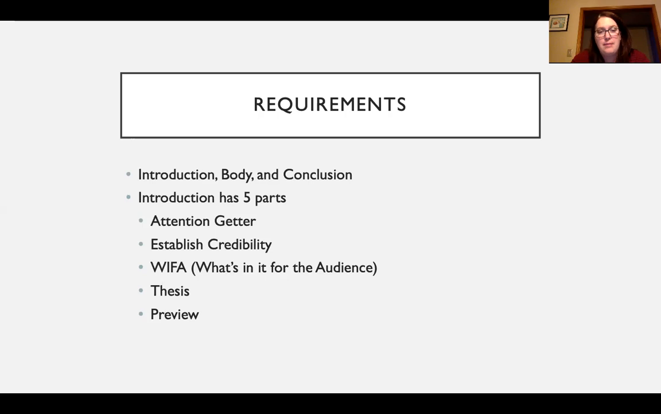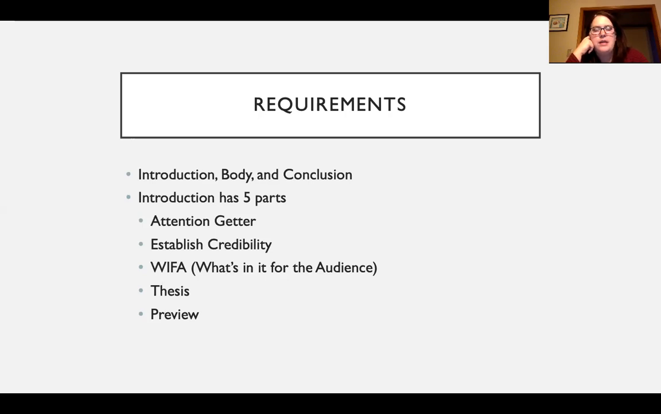So you need to establish credibility, explain your WIFA, or what's in it for the audience statement, and provide a thesis statement for the speech. When you establish credibility, what you're doing is saying to the audience, hey, here's the research I've done on this topic. Here's my expertise on it. Here's why I'm qualified to talk.